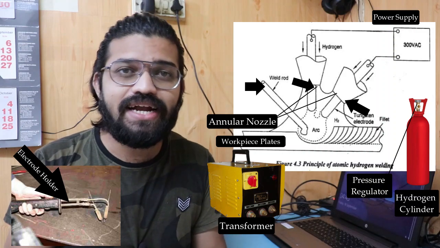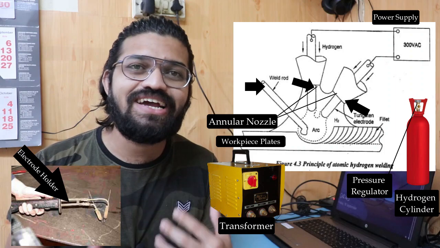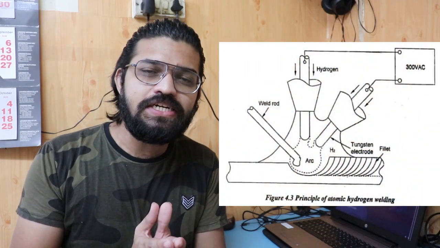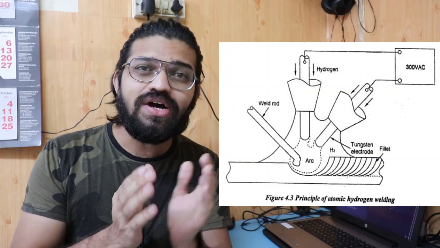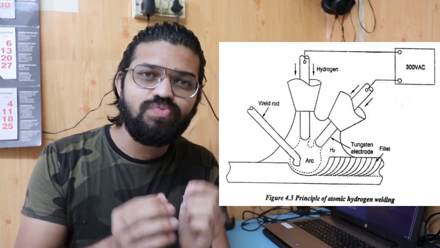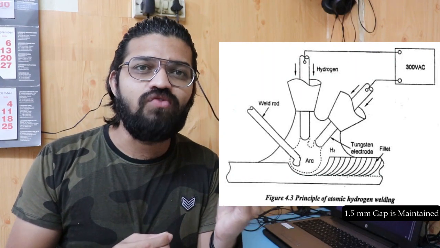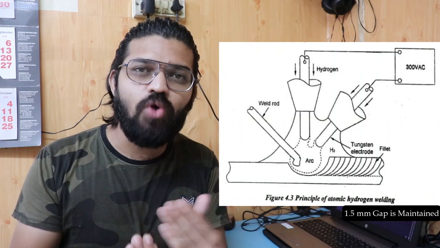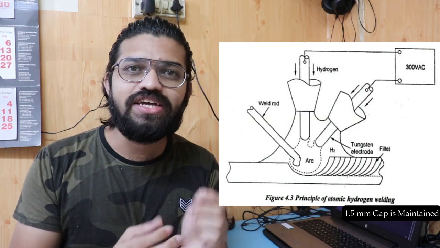Now let's take a look at the actual welding process, what happens exactly during the atomic hydrogen welding process. So let's take a closer look at the operation. Firstly, the power supply is turned on, and the two tungsten electrodes are brought very near to each other, and a small gap of about 1.5 mm is maintained between the two electrodes.